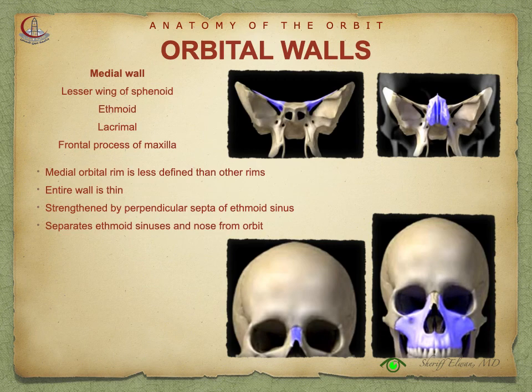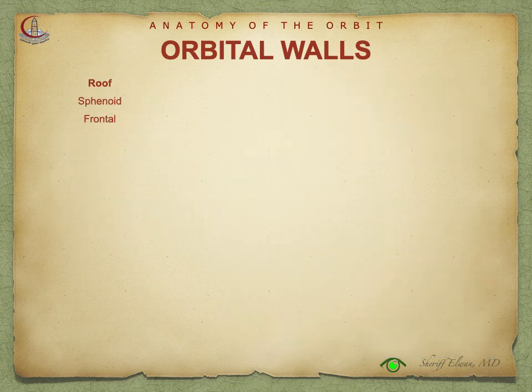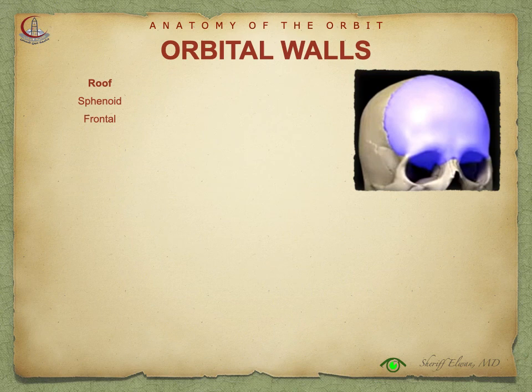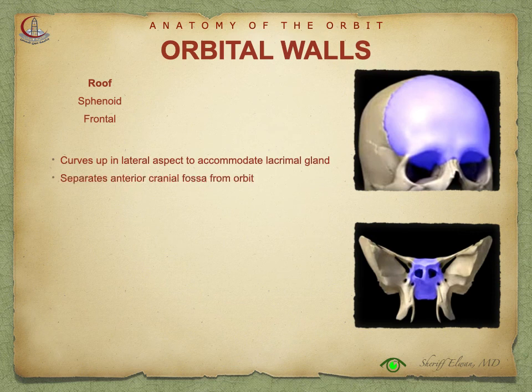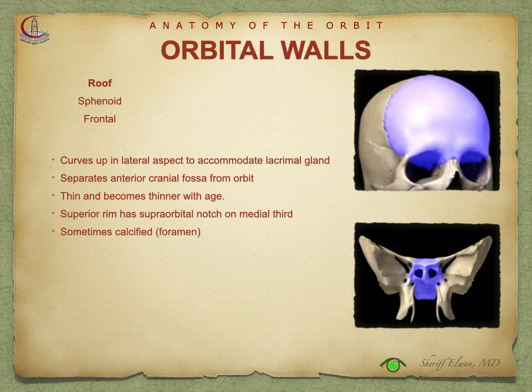The roof is formed of the frontal bone and the sphenoid bone, and it curves up in lateral aspect to accommodate the lacrimal gland, and separates the anterior cranial fossa from the orbit. It is thin and becomes even thinner with age. The superior rim has a supraorbital notch on the medial third and sometimes calcified, forming a foramen.